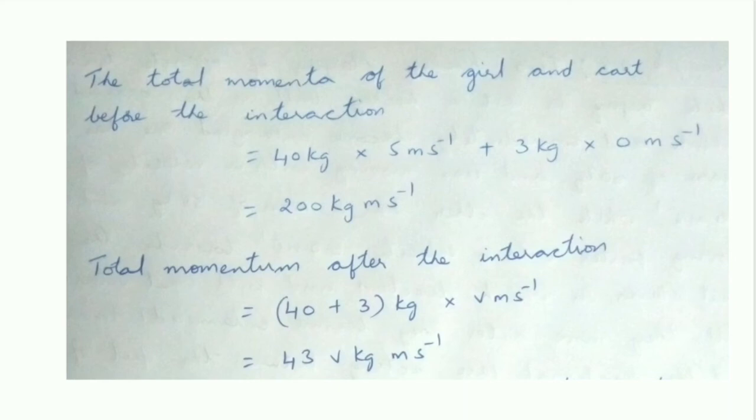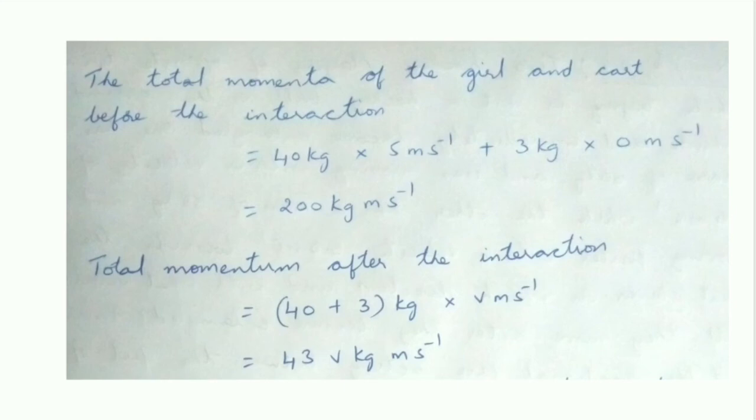That equals 40 kg into 5 meters per second plus 3 kg into 0 meters per second, where 40 kg and 5 meters per second are the mass and velocity of the girl, and 3 kg and 0 meters per second are the mass and velocity of the cart that is at rest. So we get 200 kg meters per second.